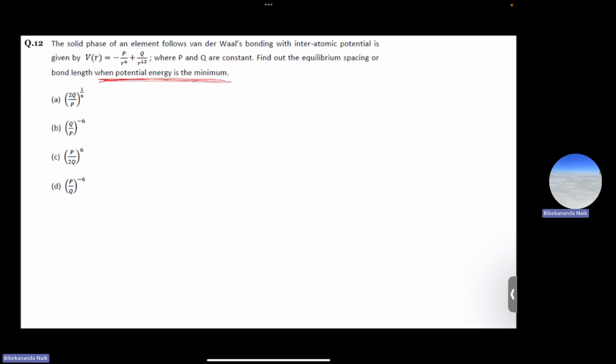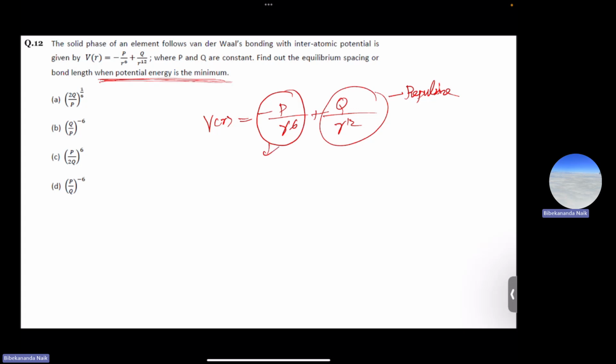So the interatomic potential is given by V(r) equals minus P by r to the power 6 plus Q by r to the power 12. So this is the repulsive term and this is the attractive term. At very small distance they are repulsive in nature, but at larger distance they are attractive in nature.